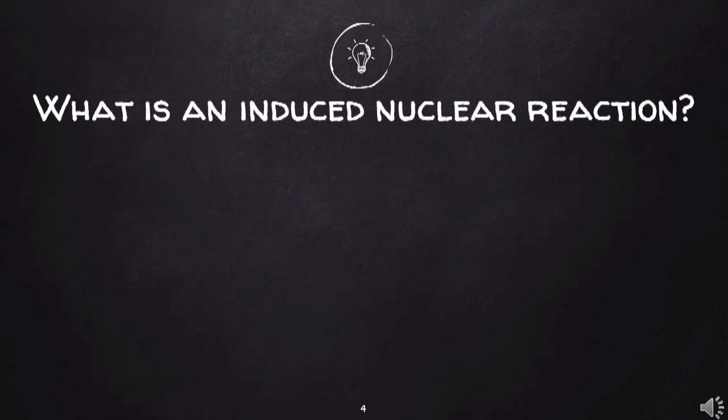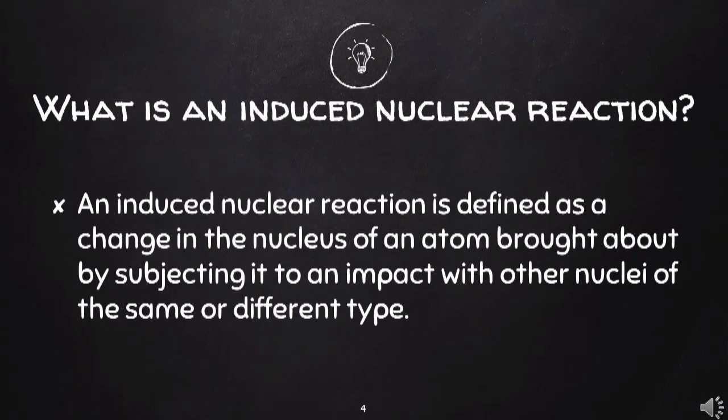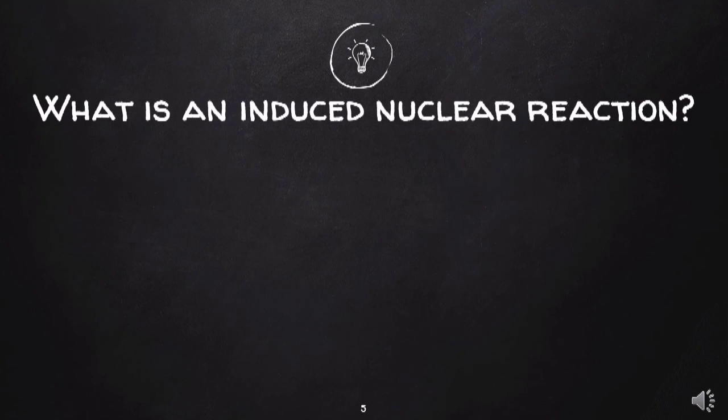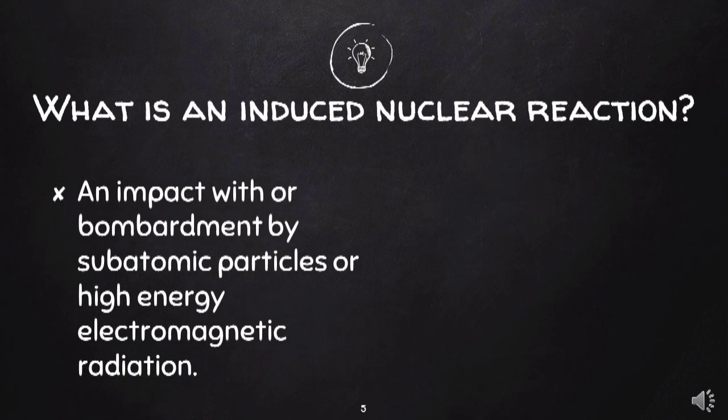What is an induced nuclear reaction? An induced nuclear reaction is defined as a change in the nucleus of an atom brought about by subjecting it to an impact with other nuclei of the same or different type, an impact with or bombardment by subatomic particles or high-energy electromagnetic radiation.